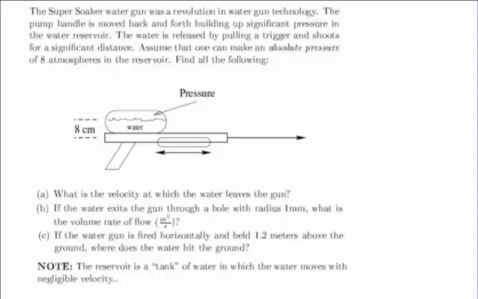Find all the following. A, the velocity at which the water leaves the gun. B, the volume rate of flow. And C, the distance that the gun fires if it is held horizontally 1.2 meters above the ground. One hint, the reservoir is to be considered a tank of water in which the water moves with negligible velocity.